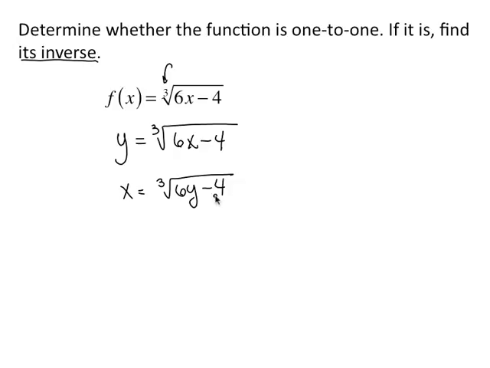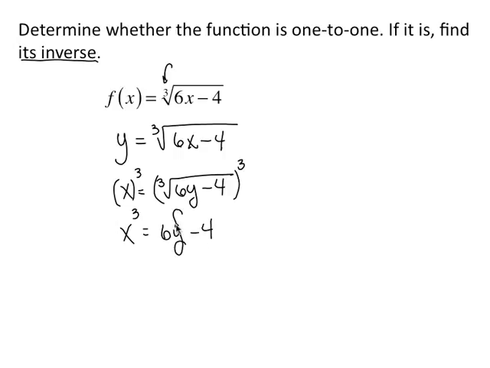If I need to solve for y, I need to take it out from underneath the radical. So I'm going to raise both sides to the same power as my index. So I'm raising it to the third power. On the left-hand side, I get x cubed. And on the right-hand side, when I take the cube root of something and then raise it to the third power, I'm just left with what's inside the radicand. So I get 6y minus 4.